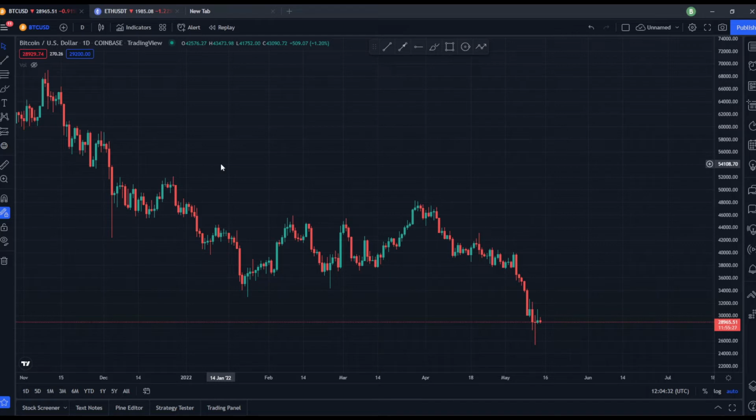And I will also show you how you can actually use this to generate signals for yourself. And you don't even have to rely on people's signals. You don't need to rely on any of those things. You can actually generate signals for yourself.